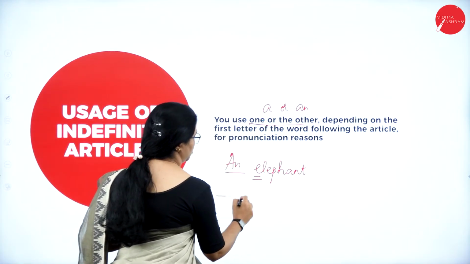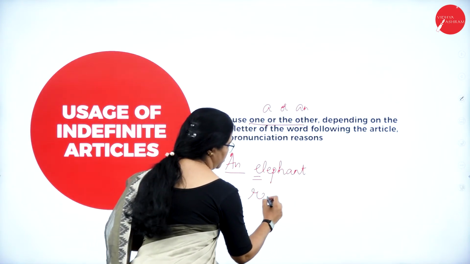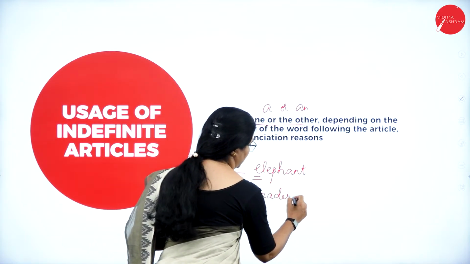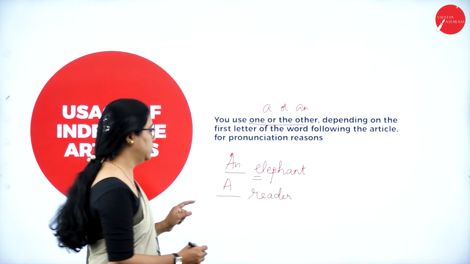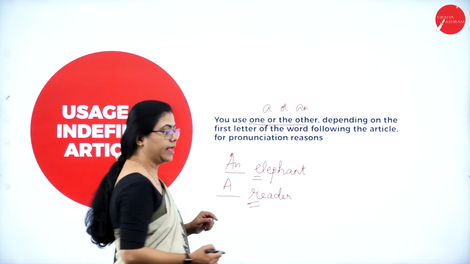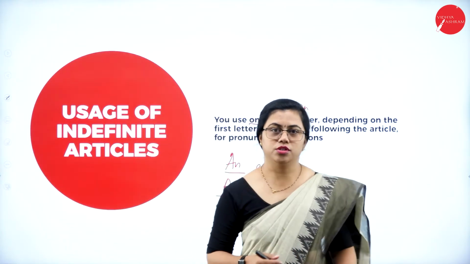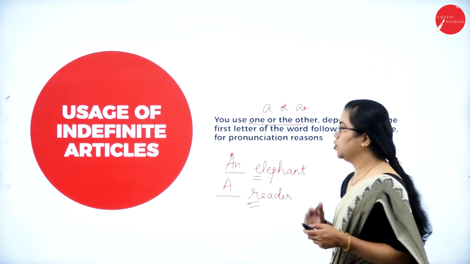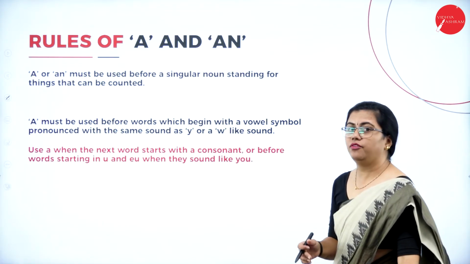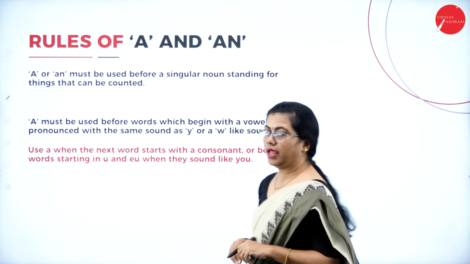Suppose you want to fill in an article and you have a word over here, then you say a reader. This way, depending on the first letter of the next word that follows the article, you decide whether to use a or an. Now let us go further to understand where to use a, where to use an.